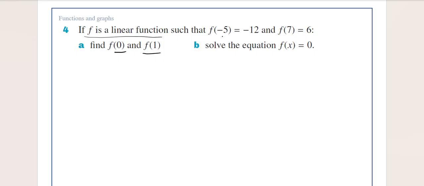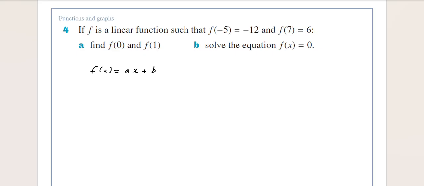So basically the way I'd want to go about doing this is I'm going to use my 2 points, the minus 5, minus 12 one and the 7, 6 one, to figure out the equation of my graph. It's a linear function, it's a straight line, it's y equals ax plus b. So I can just write that out as my equation. I might write f of x equals ax plus b as my form.